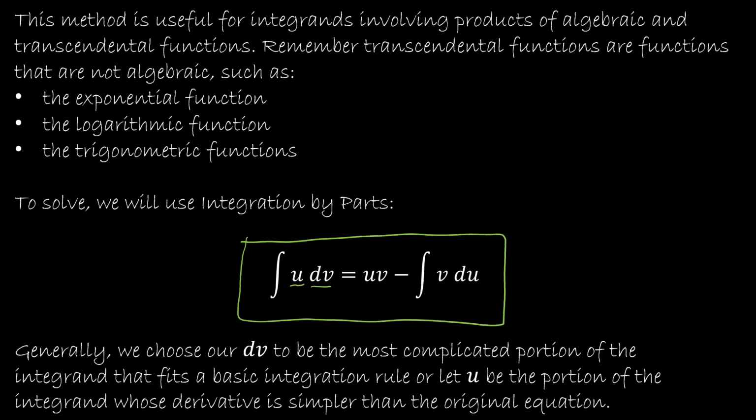And so some general guidelines are, if dv is the most complicated portion of the integrand and it fits a basic integration rule, then that makes it easier for us because it's already simple to turn back into v by integration. Or, of course, if you let u be the portion of the integrand whose derivative is simpler than the original equation, because obviously we're going to find du as part of our function. So we're going to end up with all of the parts, so u and du, v and dv, but we get to kind of pick and choose which is which in the original equation. So let's take a look.